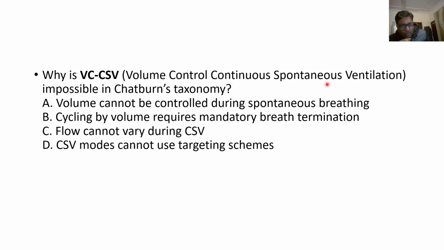It is impossible in the taxonomy because volume cannot be controlled during spontaneous breathing. Cycling by volume requires mandatory breath termination. This is the technical reason, because volume by itself is controlled. The patient cannot demand more volume or more flow if he wants. So it cannot be a CSV spontaneous breath. If any part of timing, size, or cycling goes out of the patient's control, it becomes a mandatory breath by definition. So this becomes VC CMV or VC IMV.